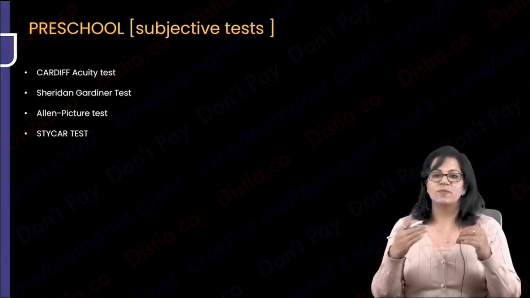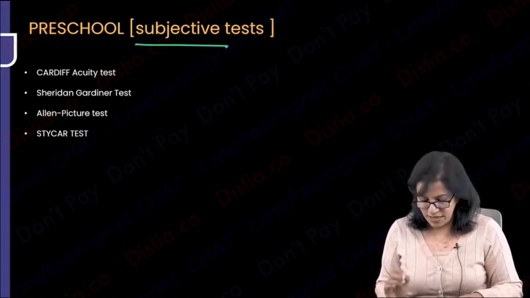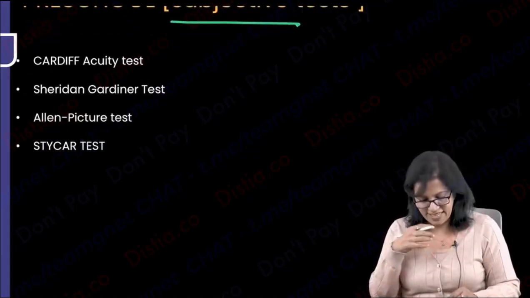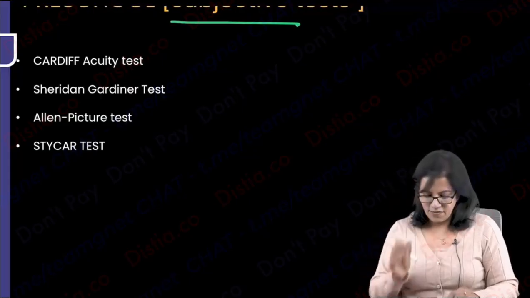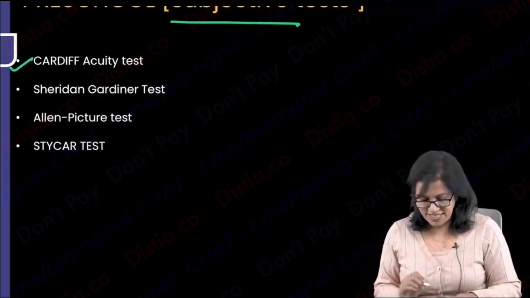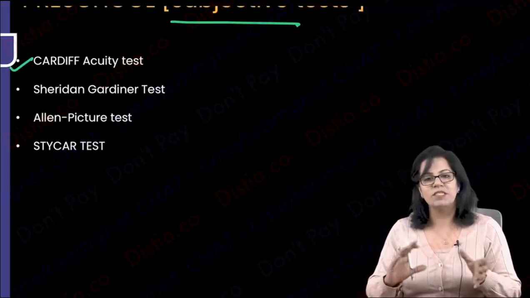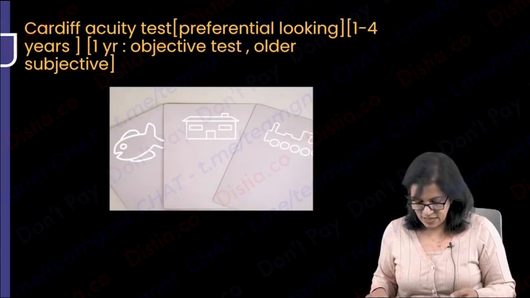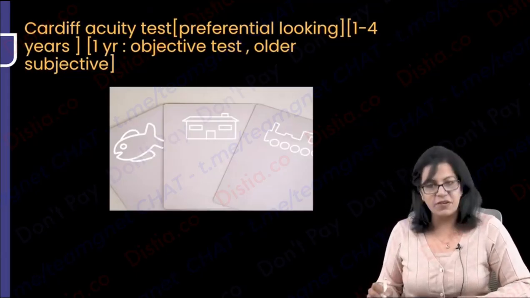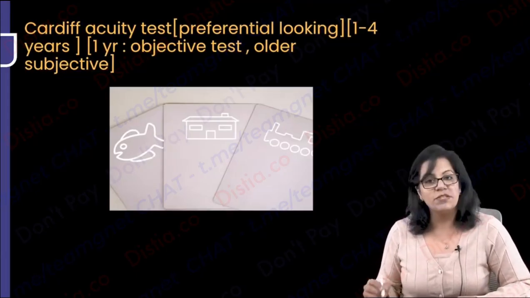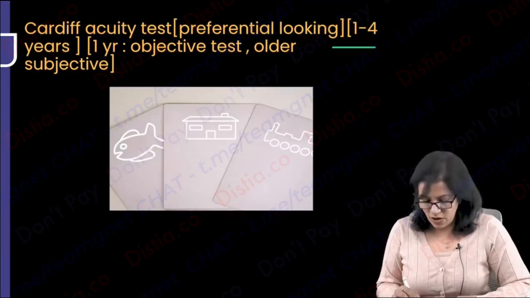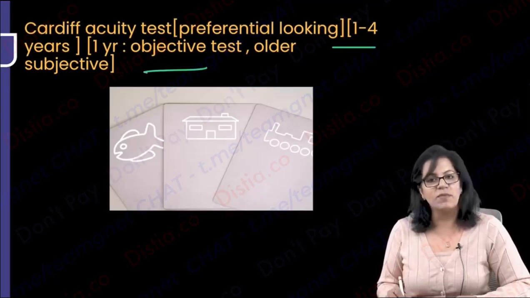Okay, the child is bigger but still not in school. We can go for some subjective tests, right? What are these? One is the Cardiff acuity test. So Cardiff can be both subjective and objective. So what is the Cardiff test? First of all, let's see that. The Cardiff acuity test can be based on preferential looking if the child is very small and cannot respond, or in an older child it can be a subjective test.